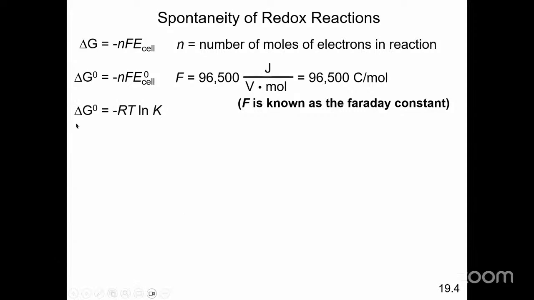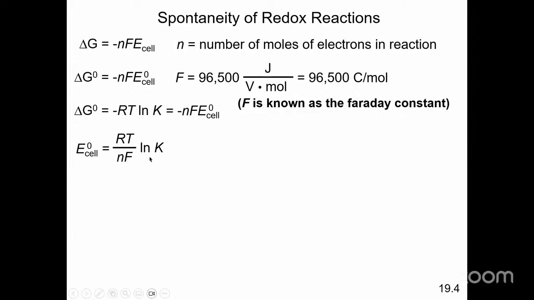Okay. Now we already know this equation right here. Delta G standard is equal to minus RT ln K. So therefore, these two expressions are equal to each other, so we can set them equal to each other like this. And then we can rearrange it to get this equation right here. The standard EMF of a cell is equal to RT over nF times ln K.